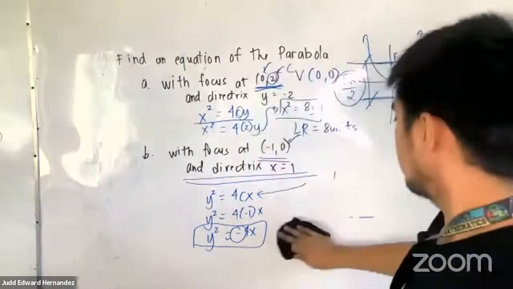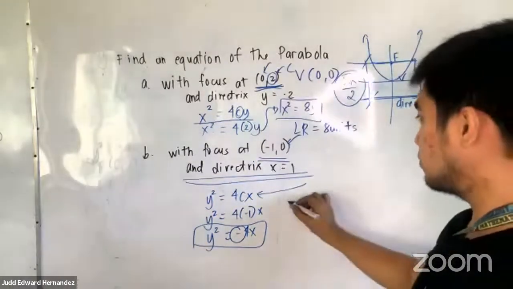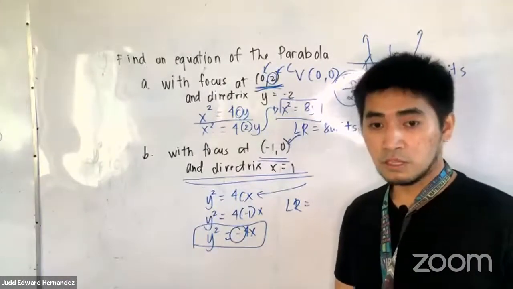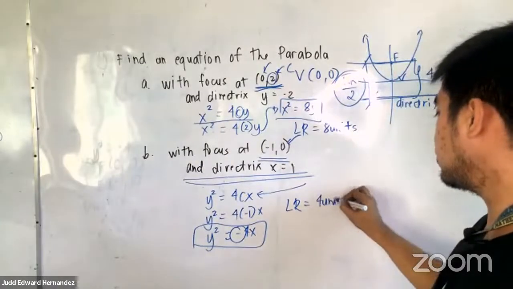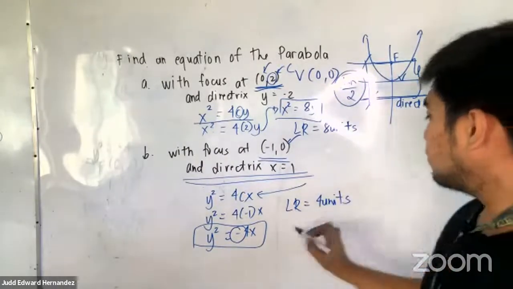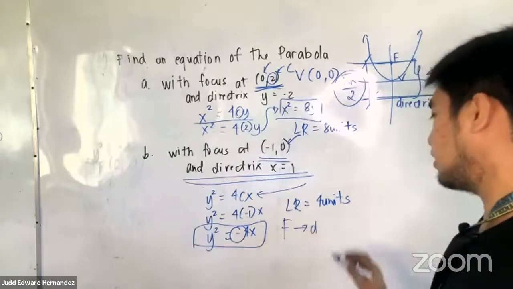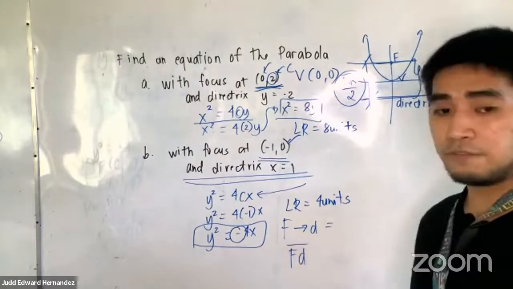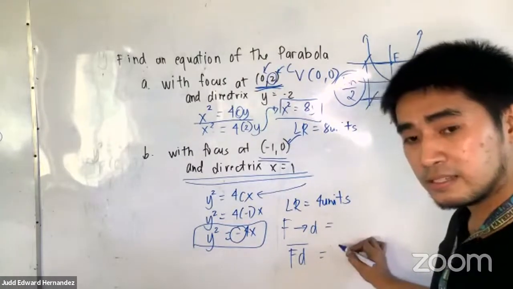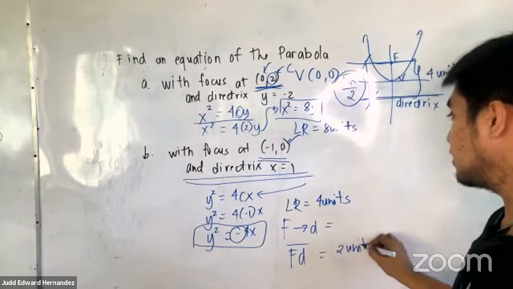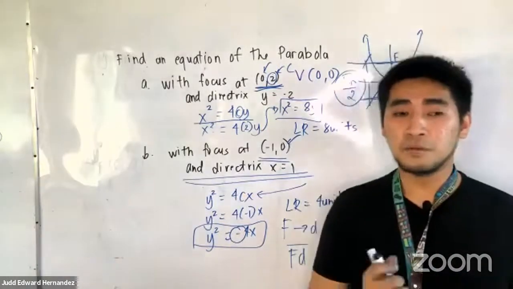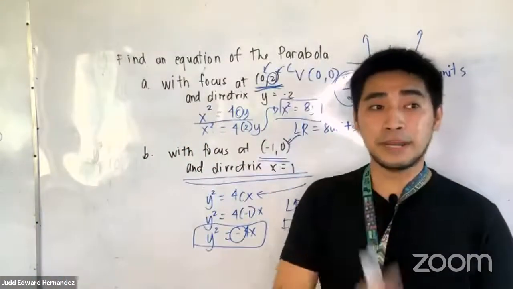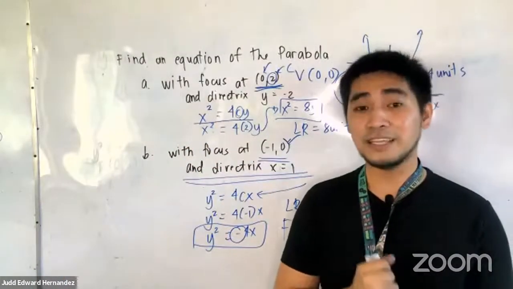Okay? So, what is the length of the latus rectum? 4 po. 4 is the length of the latus rectum. That is 4 units. What is the length of the focus going to the directrix, or the line segment FD? That is 2 po, units. Okay, very good. Naiintindihan na? May questions pa ba? I hope maliwanag yung discussion natin involving parabola with vertex at the origin. Kasi madali lang naman siya.